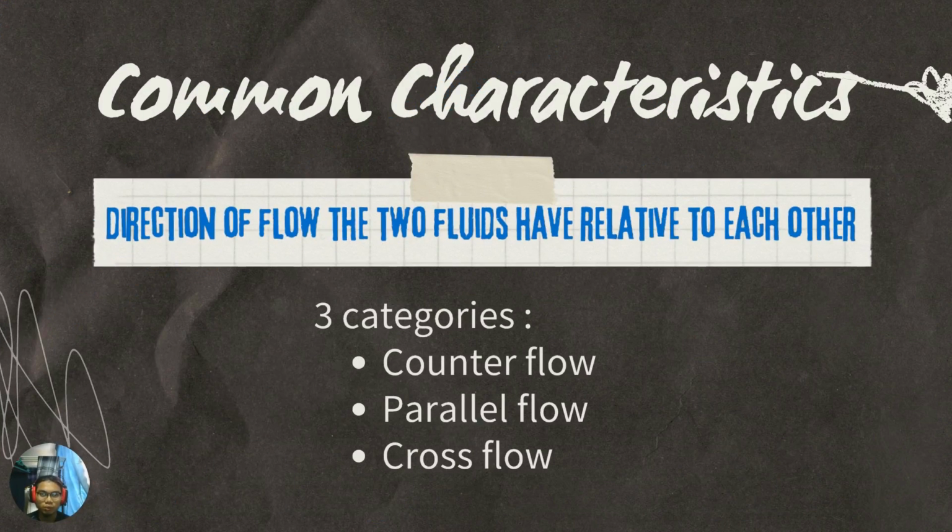Heat exchangers come in many varieties, and because of that, they are categorized according to common characteristics. One of them is the direction of flow the two fluids have relative to each other. The three categories are counterflow, parallel flow, and cross flow. For this project, we only focus on counterflow and parallel flow.